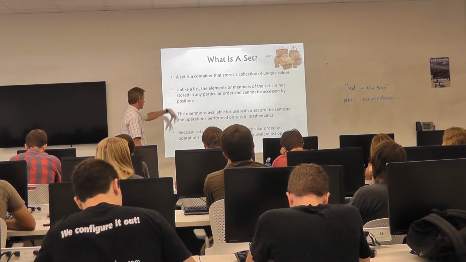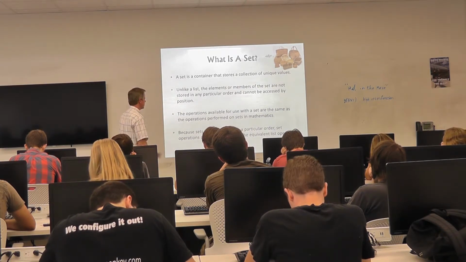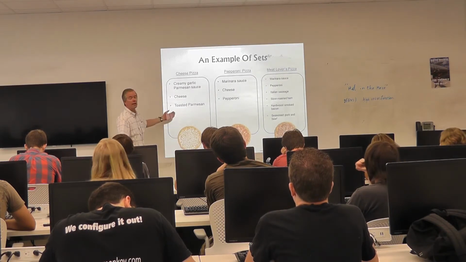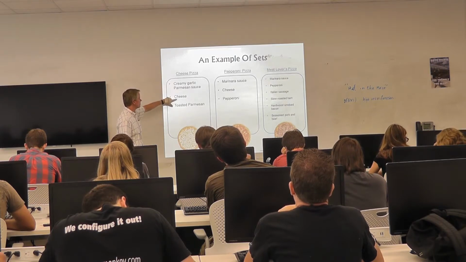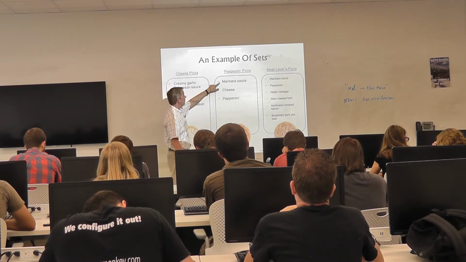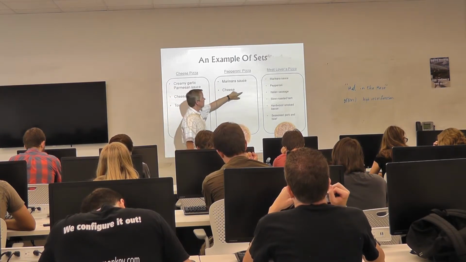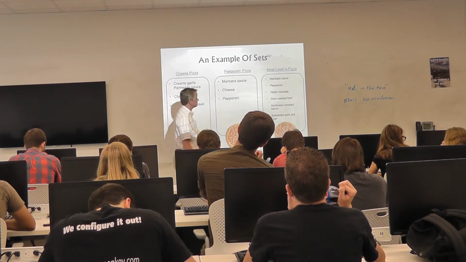Operations available are the same as you do with math, in no particular order, it's quicker, better, faster. We did our pizza example. Remember our pizza example? We got our cheese pizza, which is creamy garlic cheese and toasted Parmesan. We got pepperoni, marinara sauce, cheese, and pepperoni, and the meat lover has everything under the sun.